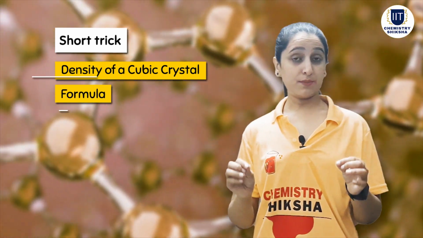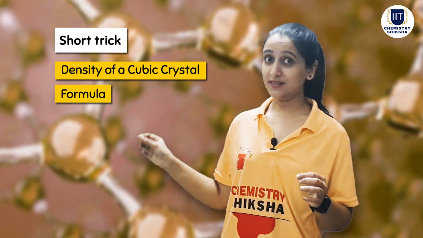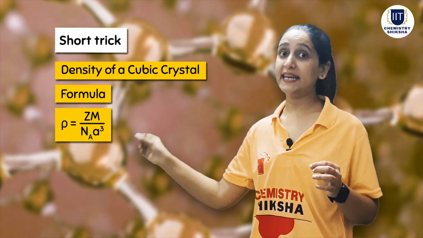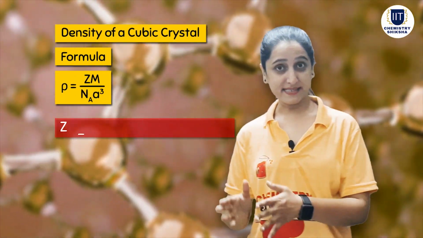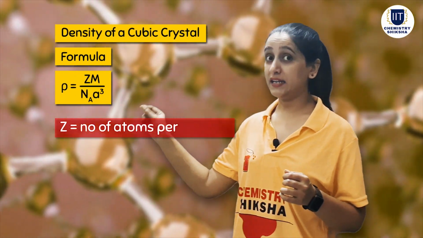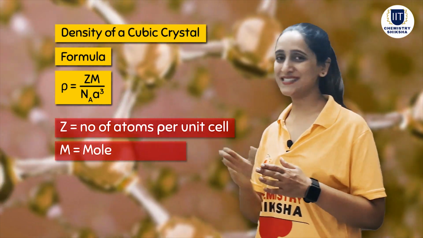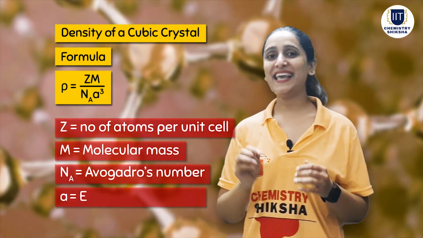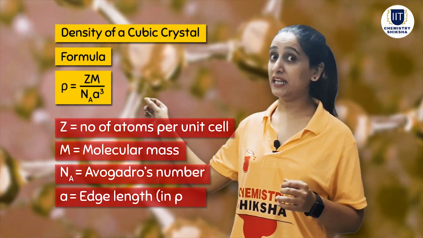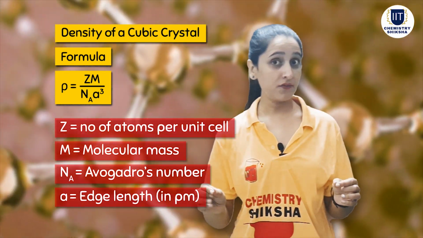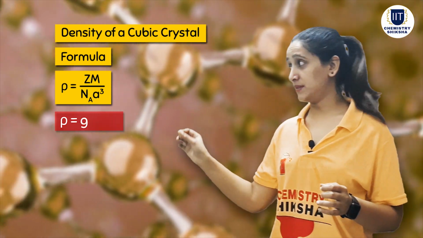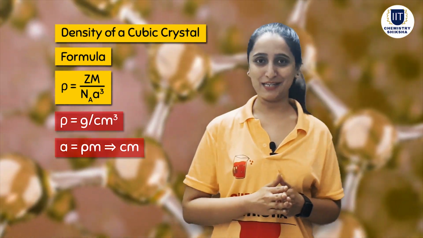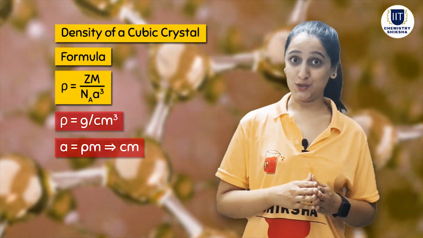So the formula to remember the density of a cubic crystal is rho is equal to ZM upon Na into a cube, where Z is the number of atoms per unit cell, M is the molecular mass, Na is Avogadro's number, and a is the edge length, which should be in picometers. But if the density is given in gram per centimeter cube, then you have to convert these picometers into centimeters. Hoping it is clear to you.